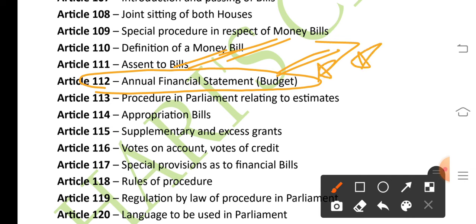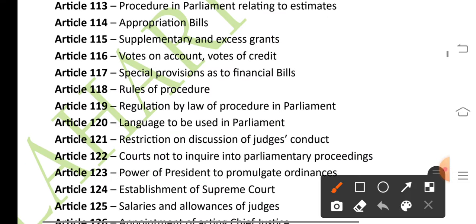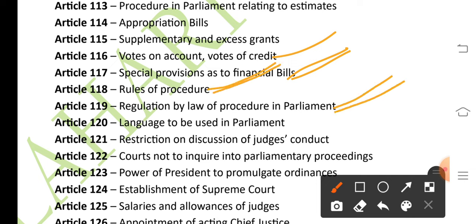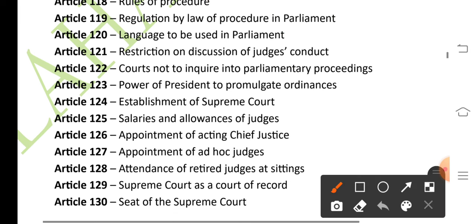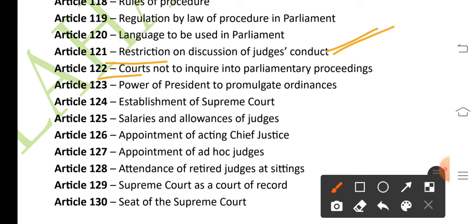Article 113, procedure in Parliament relating to estimates. 114, appropriation bills. 115, supplementary and excess grants. 116, votes on account, votes of credit. 117, special provisions as to financial bills. 118, rules of procedure. 119, regulation by law of procedure in Parliament. 120, language to be used in Parliament. 121, restriction on discussion of judges' conduct. 122, courts not to inquire into parliamentary proceedings.